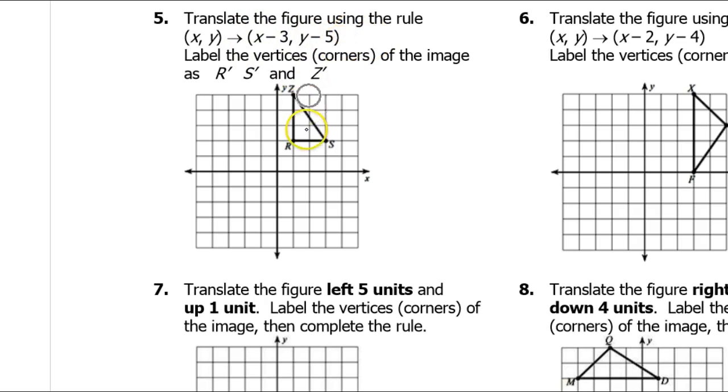So when I see this rule, I can think of this as moving to the left 3 and down 5. That's what this really means. So that's the easiest way to come up with the image. I'm going to move each of these 3 points left 3 and down 5. So if I take this point Z and move it left 3 and down 5, this will be my new point Z prime. If I take this point R, left 3 and down 5, that's going to be my new point R prime. And again with the S, I'm going to move it left 3 and down 5, and there is the image S prime. So this is the new picture.